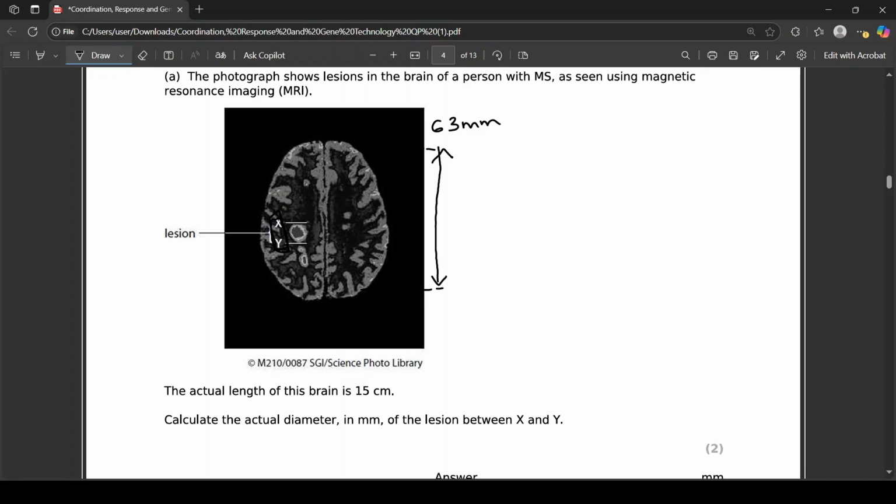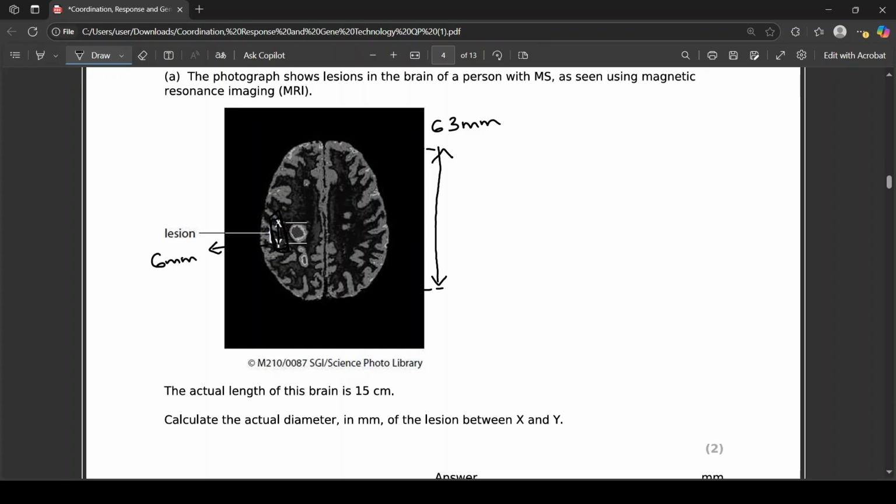And then we have to calculate the distance between these 2 points, point X and Y. So here we get around, say, 6 mm on our scale if we measure it.